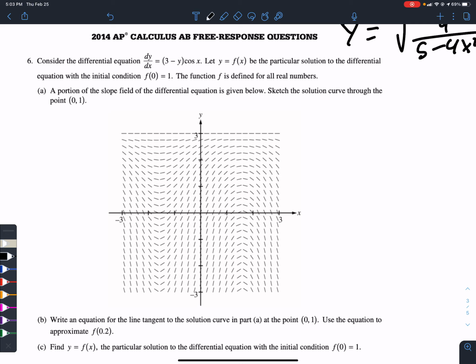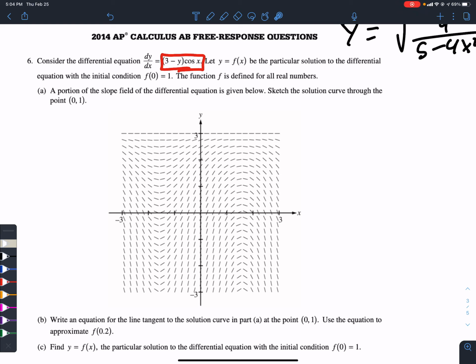All right. The next one we're looking at is 2014. So they give you a differential equation. And this one's going to be a little crazy, so kind of hang in here. Pay attention. This one is a lot of pre-calculus stuff or algebra 2 stuff. So you have a differential equation. You have f of x is a particular solution with the initial condition (0, 1). So if you go to the point (0, 1) and draw that solution, that's what f of x is.